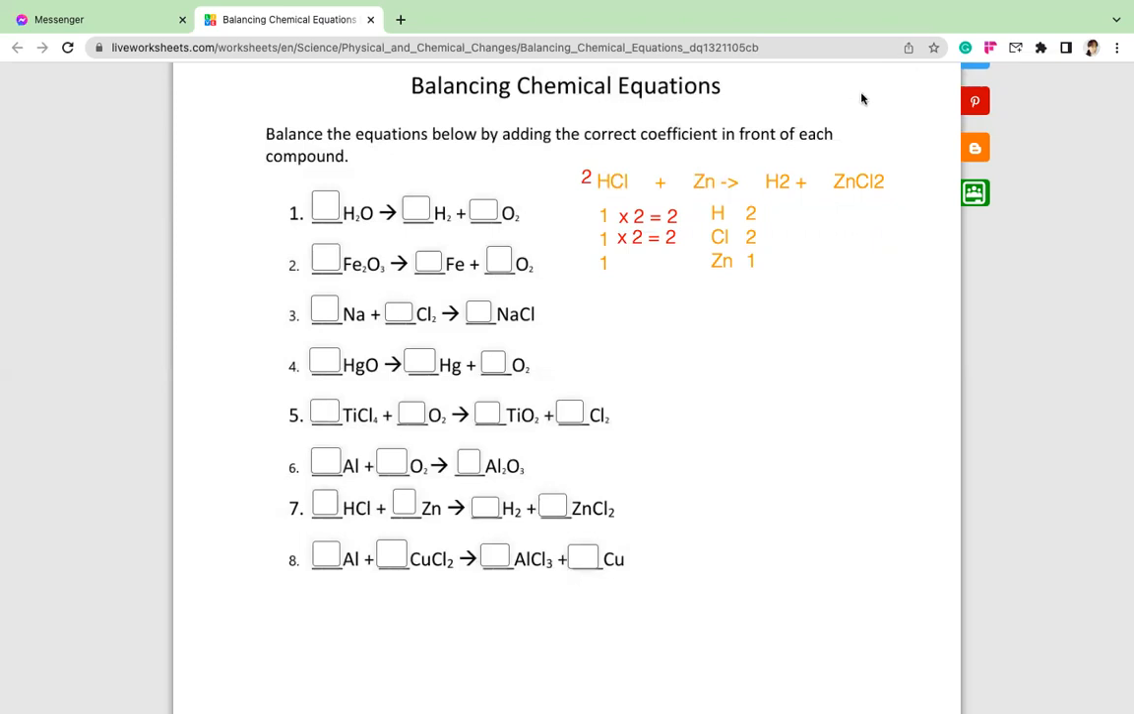Now, let's do number 8. So, number 8, you have here aluminum plus copper chloride resulting to aluminum chloride plus copper. Okay.